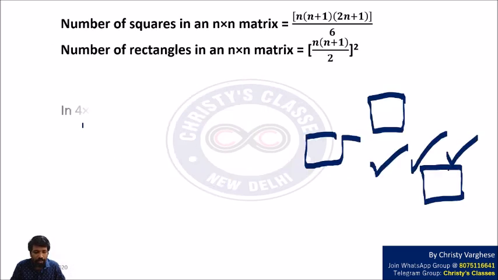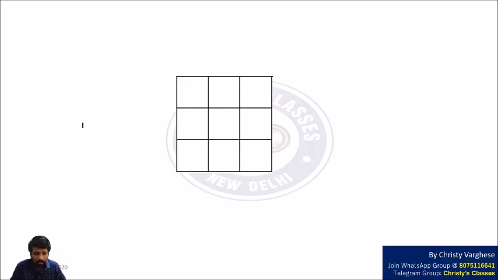So to give you practice, I will give you one more question. Please try this question. Very simple. Here manual counting is also possible because the number of squares and rectangles are small. Let's try with manual counting also. Let's try with this formula also.